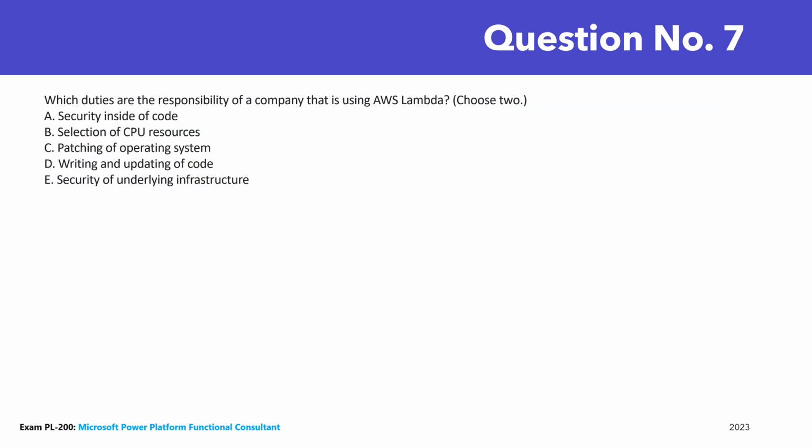Which duties are the responsibility of a company that is using AWS Lambda? Choose 2. A. Security inside of code. B. Selection of CPU resources. C. Patching of operating system. D. Writing and updating of code. E. Security of underlying infrastructure. Correct answers, A and D.